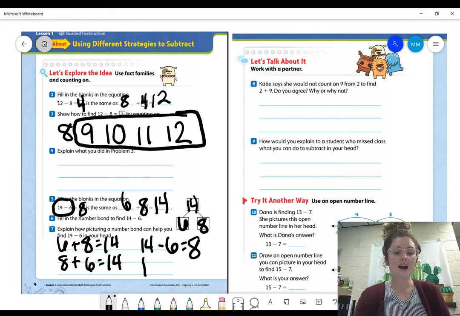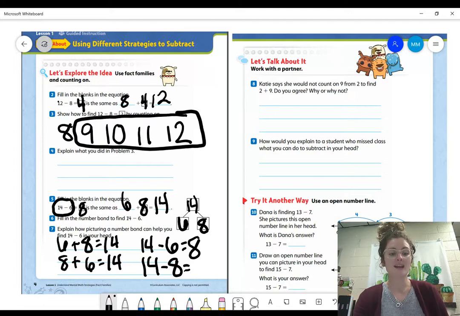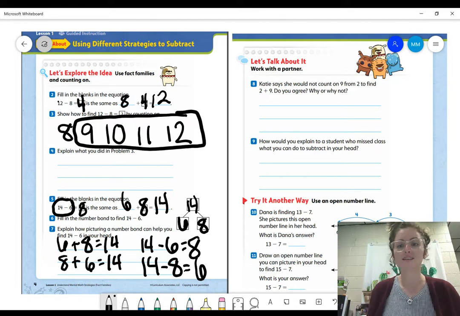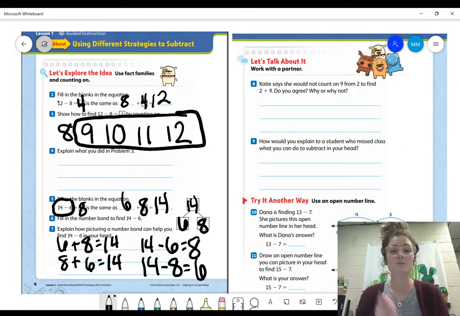Just like if I were to have it in a different way. So let's say I had 14. I was taking away 8 because I know 8 plus 6 equals 14. I know that if I start with 14 and I take away 8, 6 will be left over. Go ahead and pat your brains, you second grade smarties. Fact families can help us with our math facts, especially if we are subtracting.